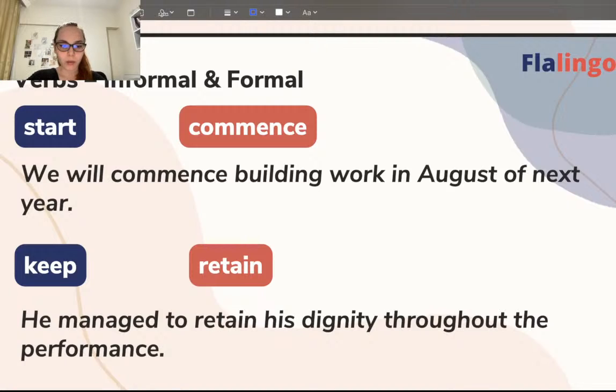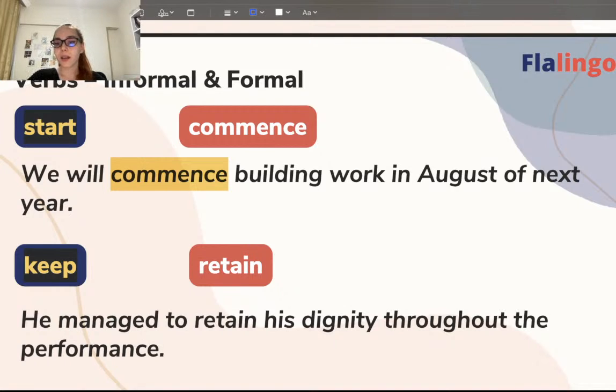We're coming to the very end. Start, keep. Those will be the familiar words for you, I'm sure. But other than saying start, we can say commence, and it will sound much more formal, believe me. We will commence building work in August of next year. So in basic English, I can say we will start building in August next year.